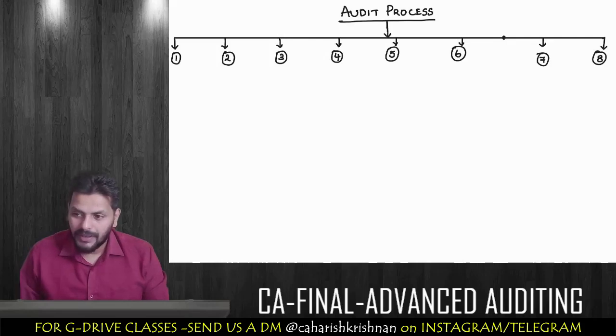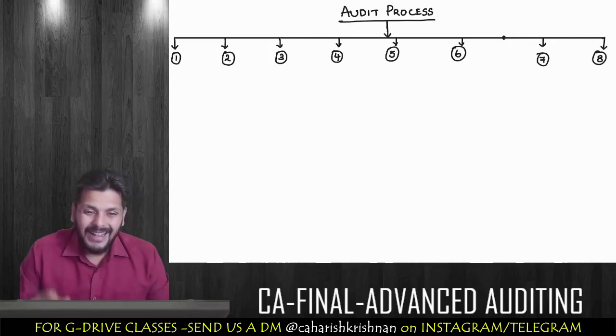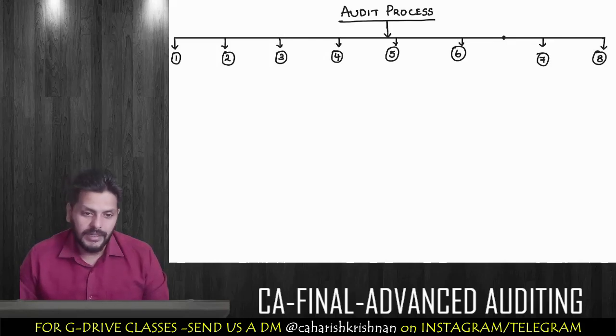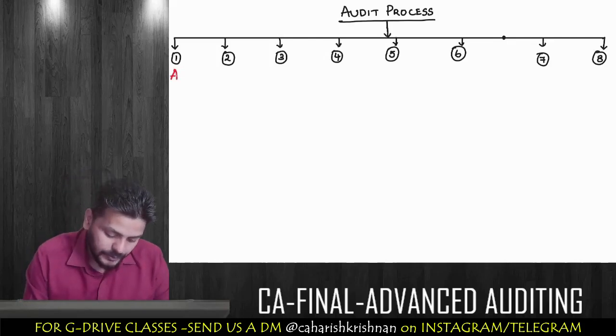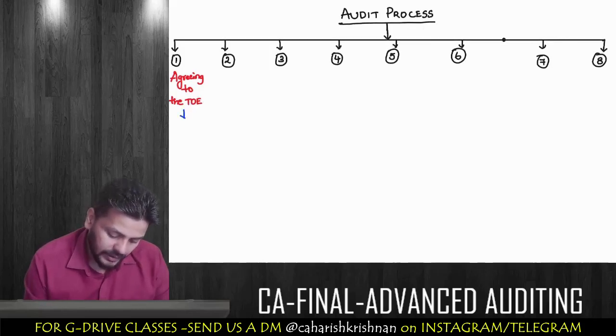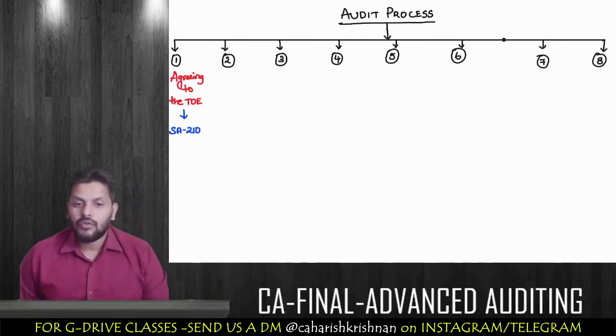To start with, guys, we have step number 1. Step number 1 is always about agreeing to the terms of an audit engagement. Agreeing the TOE, as we call it, the terms of engagement. Now, this is very much discussed in standard number 210. So, where we talk about preconditions to the audit, right?